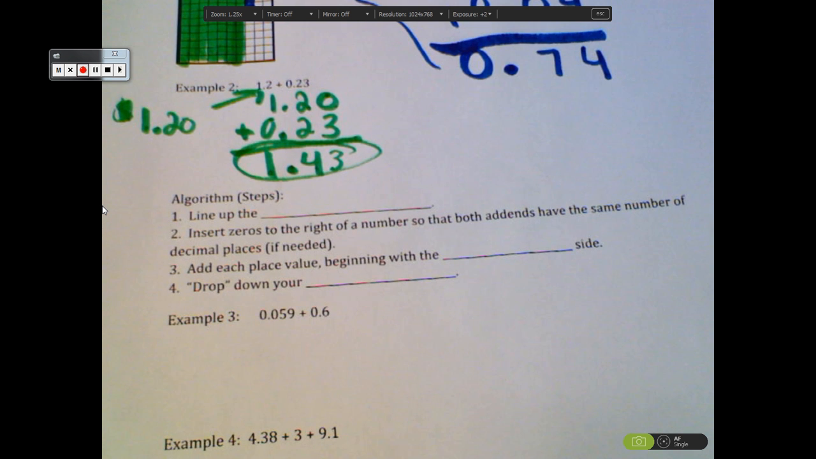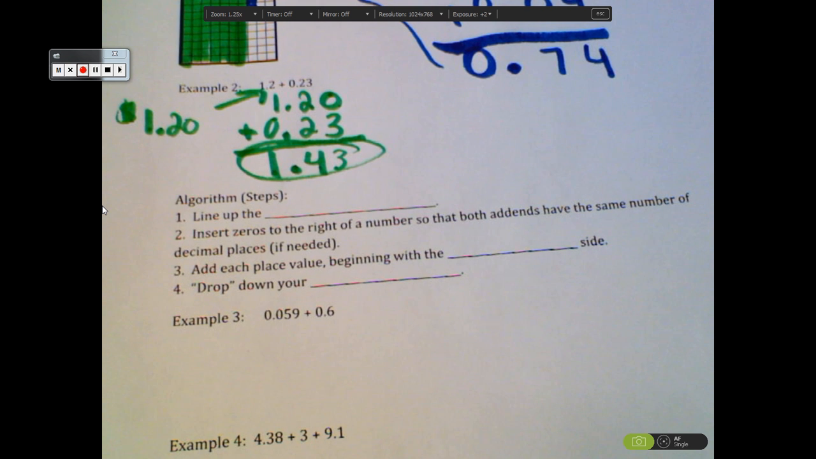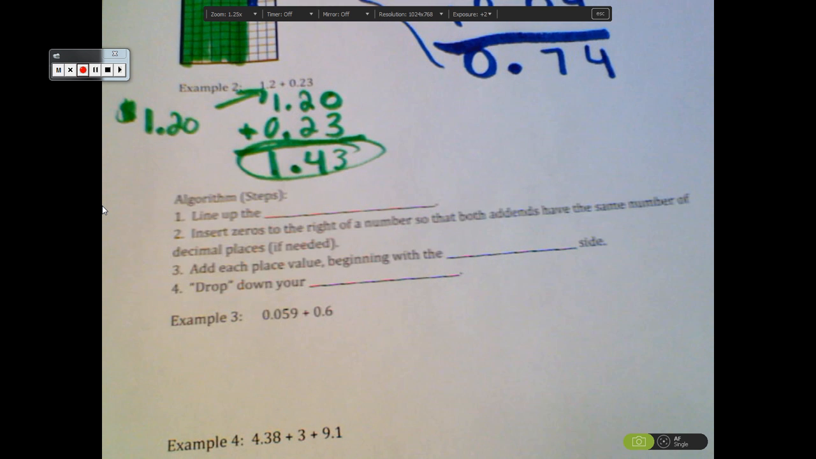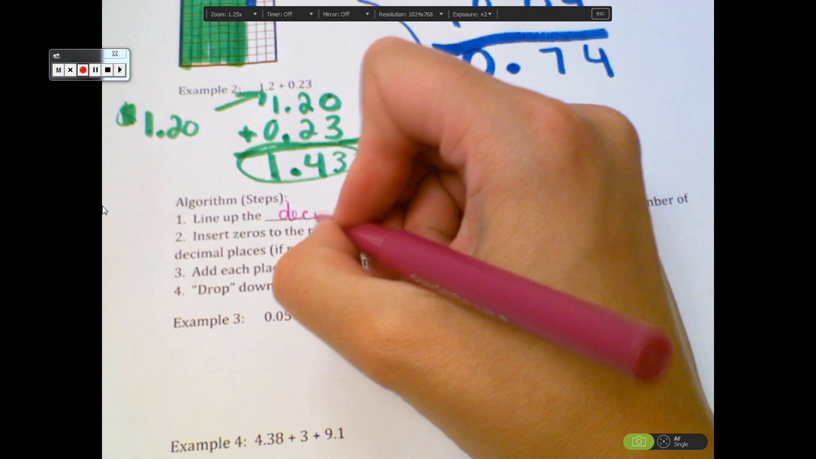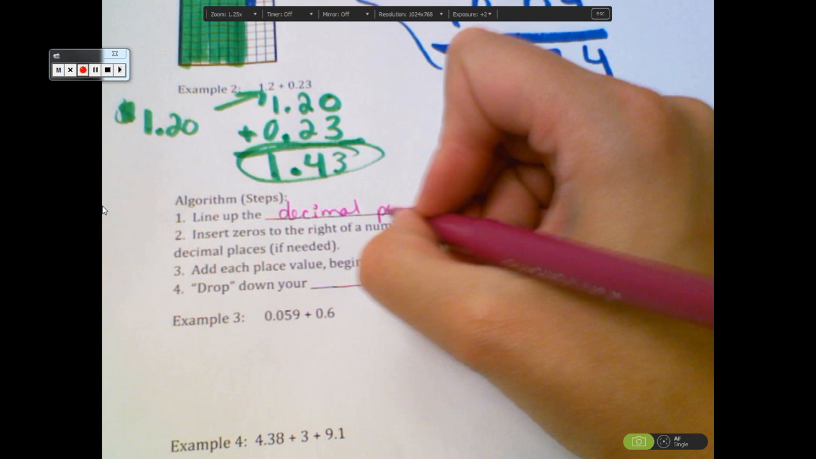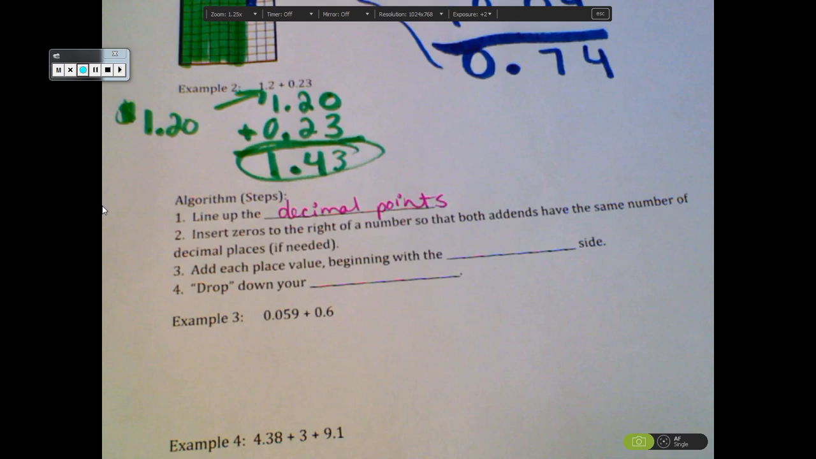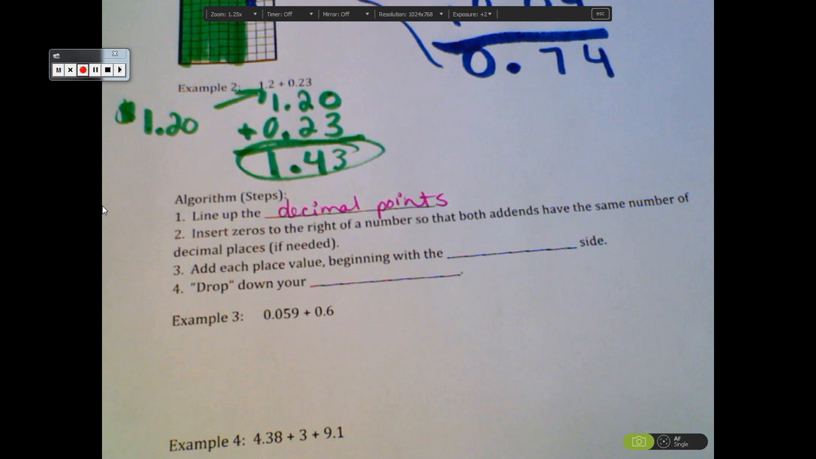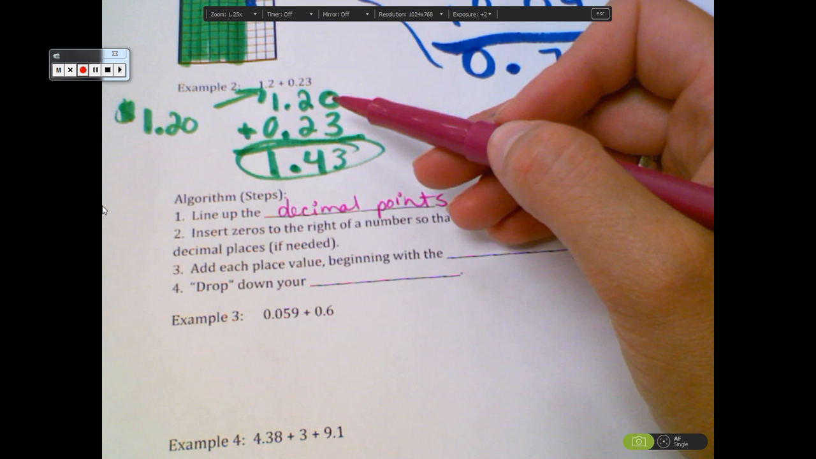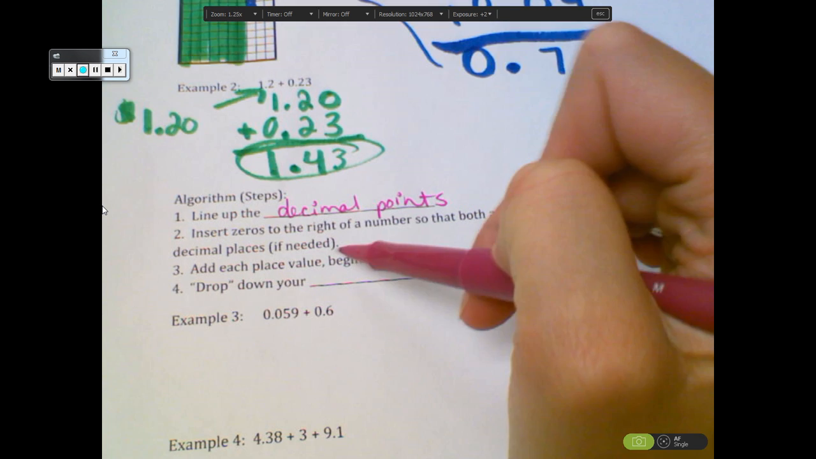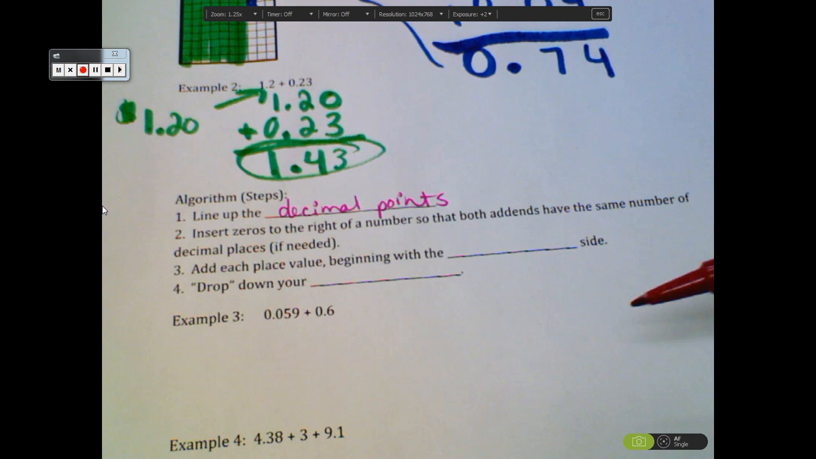Okay, and the final thing that we're going to do tonight is talk about the algorithm, the steps. Algorithm is just a big word for steps. Step 1, line up the decimal points. Remember, you're writing everything I'm writing. Line up the decimal points. Step 2, insert zeros to the right of a number so that both add-ins have the same decimal places. If there was a gaping hole like there was before, if there's a little hole, we'll put a 0 in there if we need to. Sometimes they line up perfect and it's nice and easy.